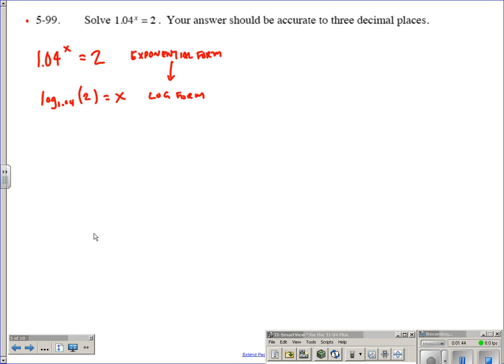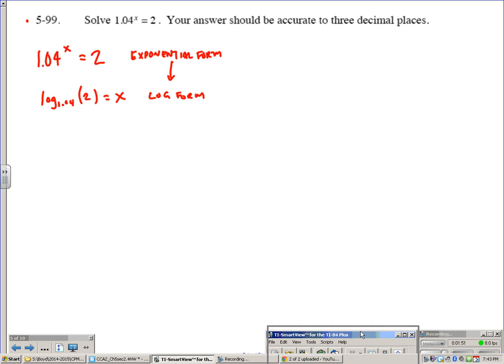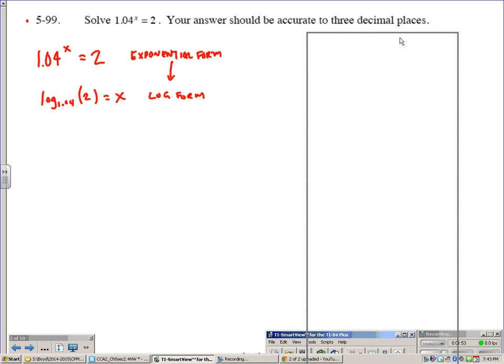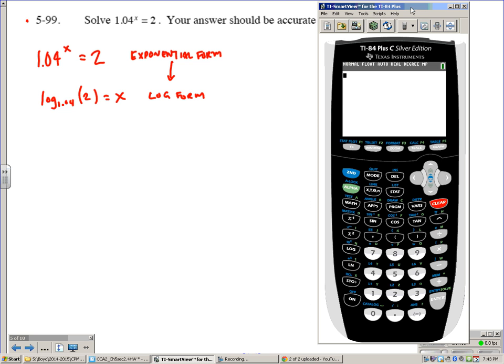There is a procedure, like I said, that we haven't learned yet called the change of base formula, and we'll get to that coming up. But right now, we can think about different ways of solving this. And we want to go to 3 decimal places.